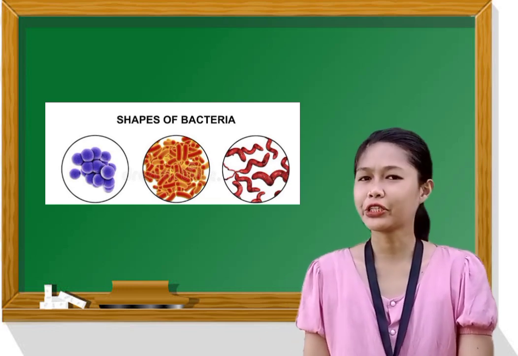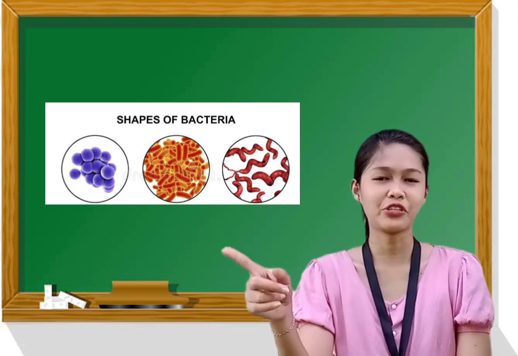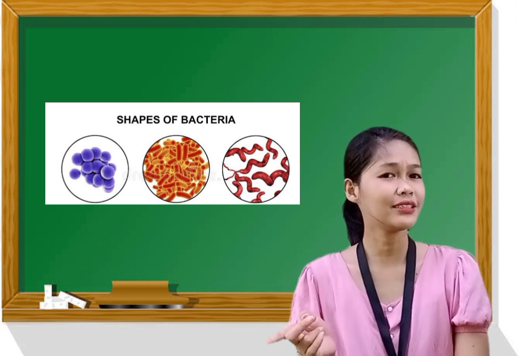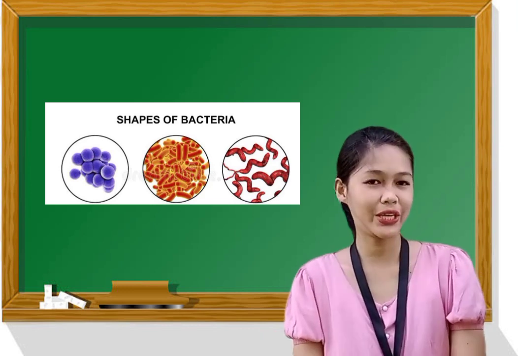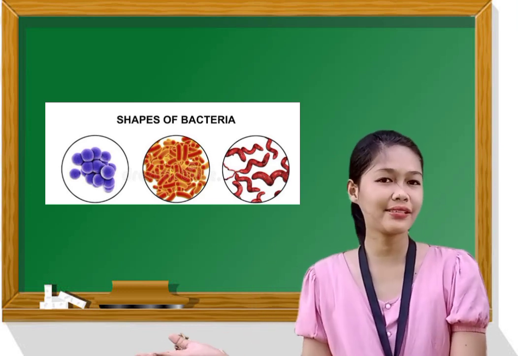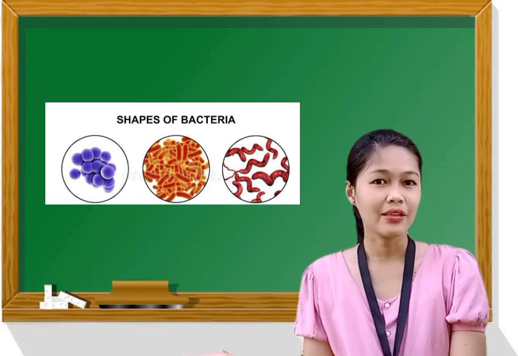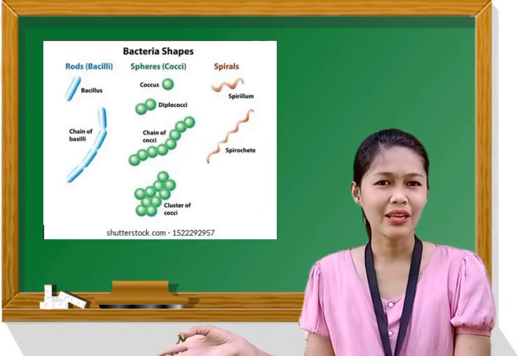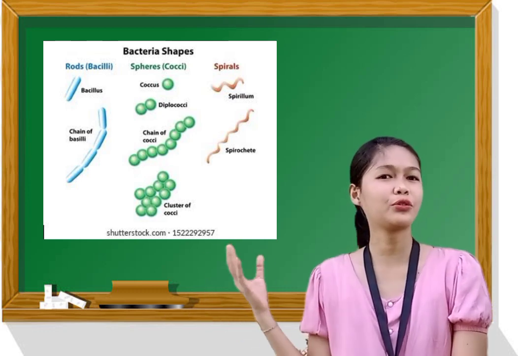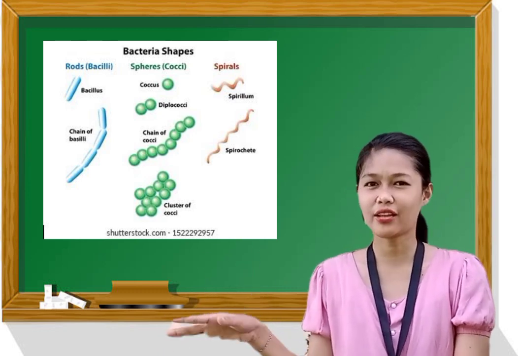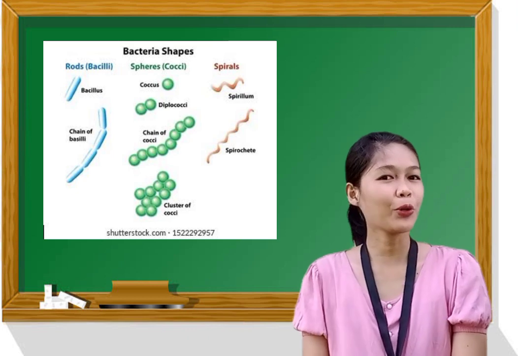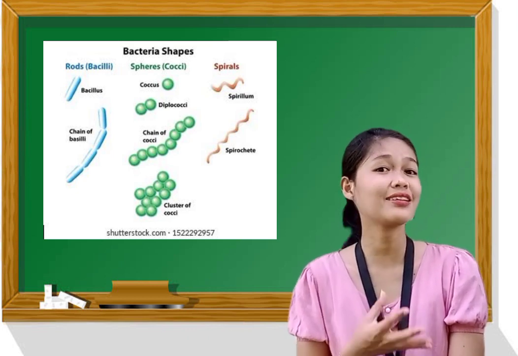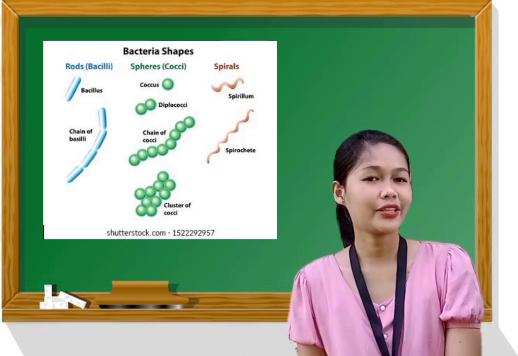Okay, very good, Sam. Yes, you got it right. What else? Correct. And the last one? Yes, very good, Tony. These are the three basic shapes of bacteria. This rod shape is called bacilli. This round shape is called cocci, and the spiral shape is also called spirillum. Some exist as single cells, others are clustered together.